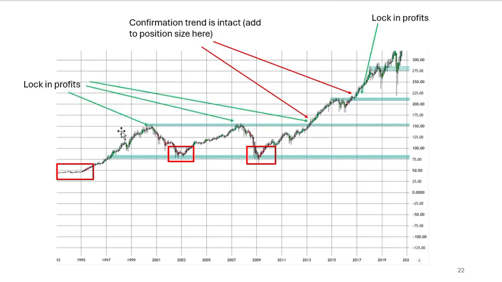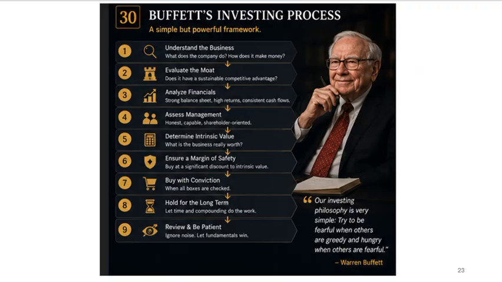So again, locking in profits near the point of resistance and then adding to your position size as the price action cuts through resistance, goes through support and starts rising, and locking up profits along the way. That's how you should trade.